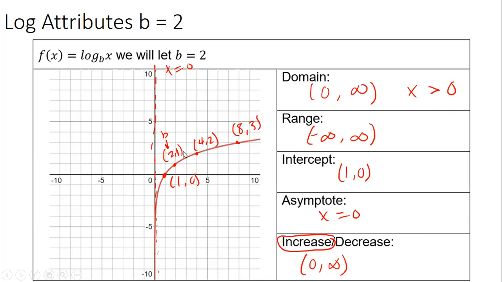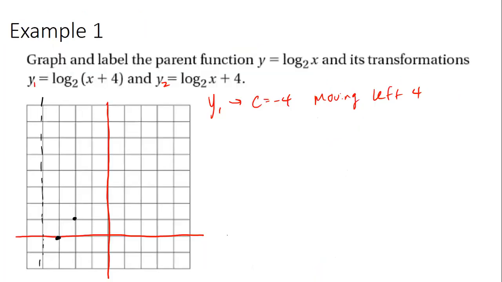So 1, 2, 3, 4. And so this is going to be at 0, 2. Do we see that? That's all I'm doing, shifting my parent function values and creating a graph. And that's good enough. I have 3 points. I can kind of make it from here, right? All right. So that was y1.